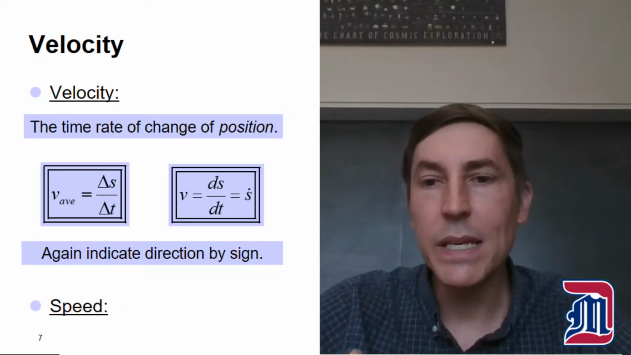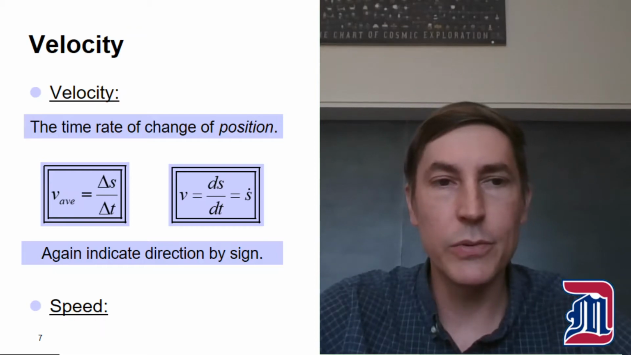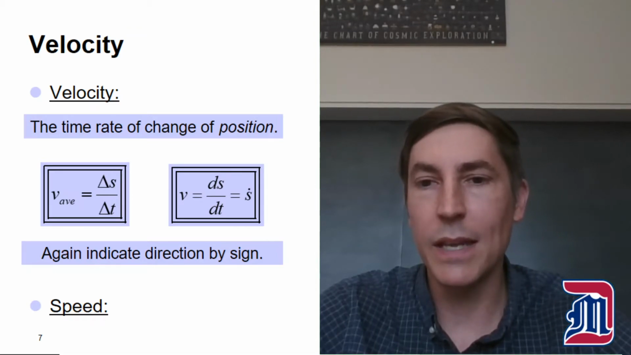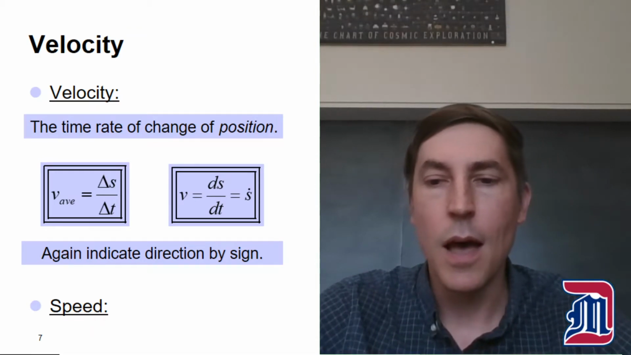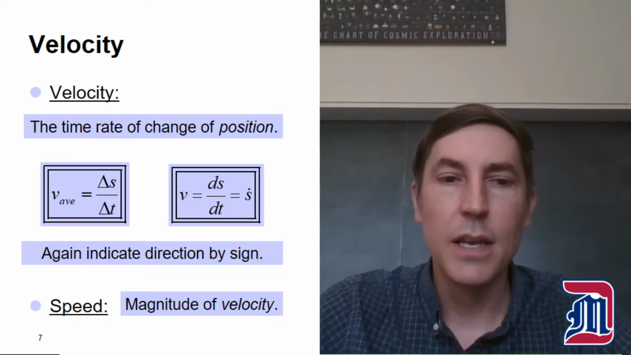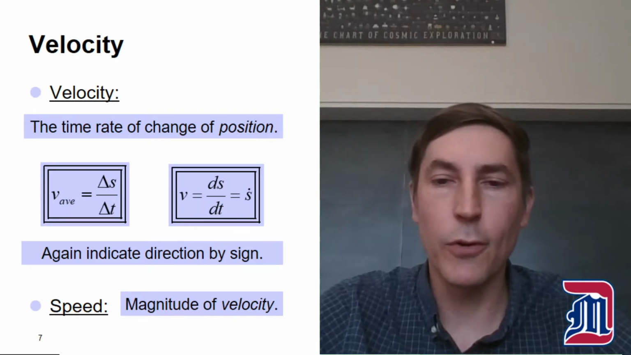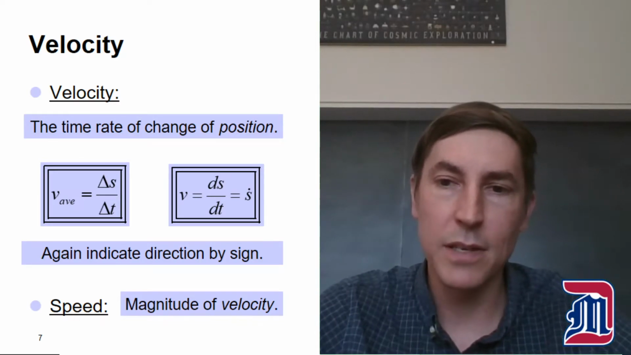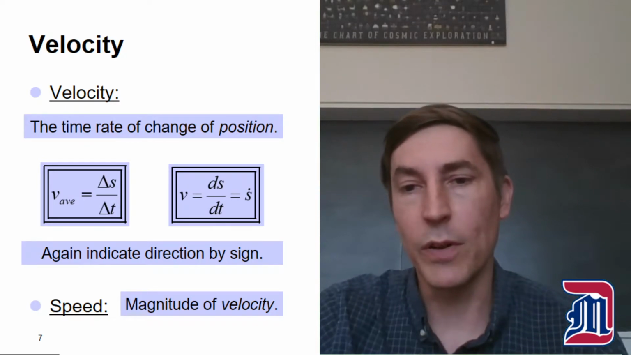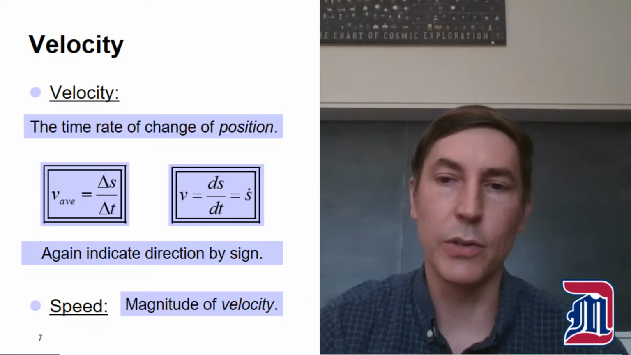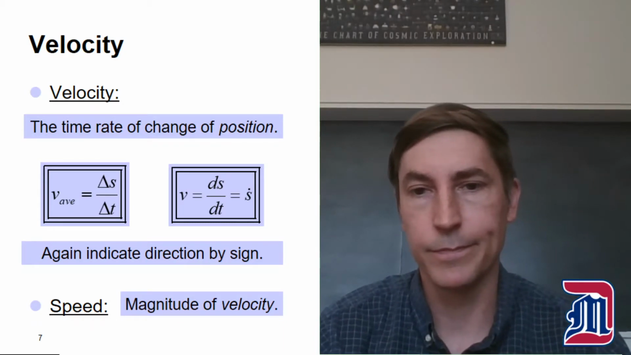And then speed. People kind of use the word speed interchangeably with velocity. But to be more precise, speed is the magnitude of our velocity. So if my velocity is 45 miles per hour southwest, my speed is just 45 miles per hour. It's just the magnitude of my velocity. It's not the direction.